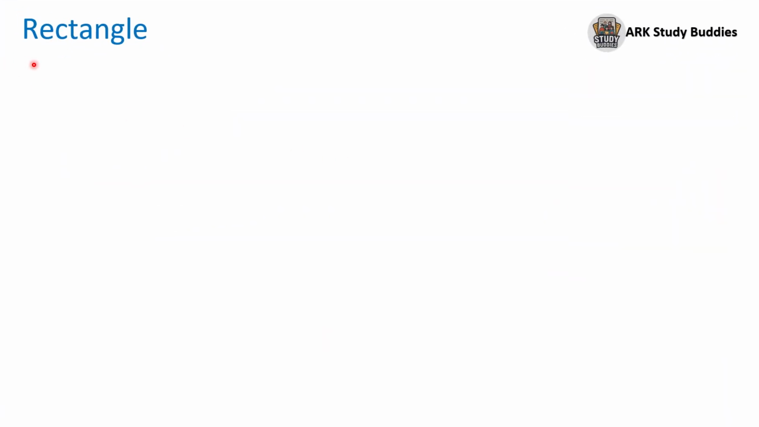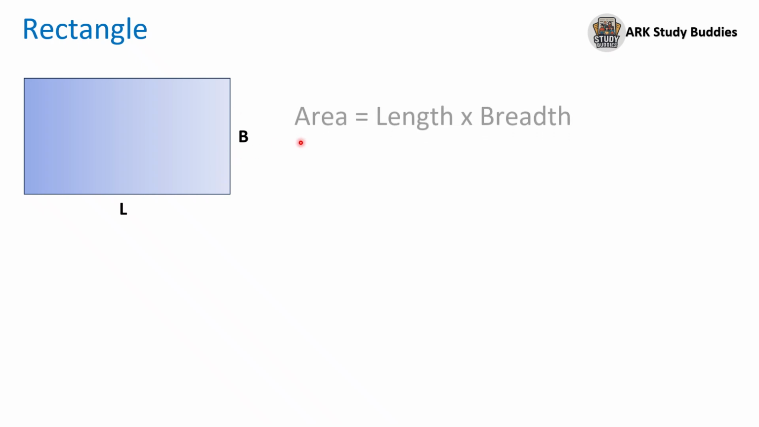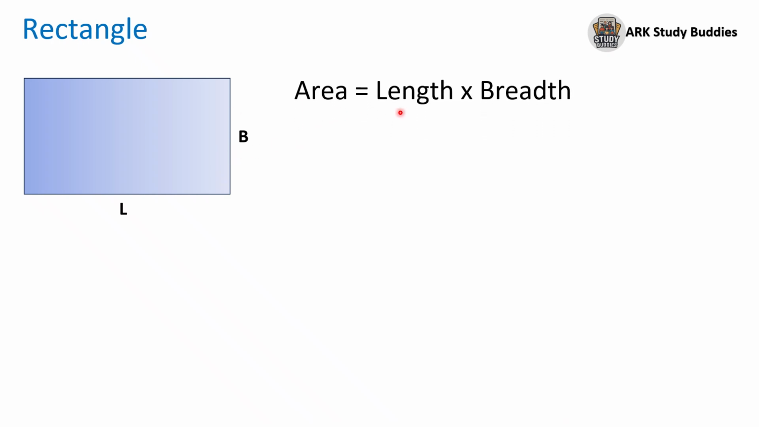Let's learn the area of a rectangle. When L is the length of a rectangle, B is the breadth of a rectangle, then area equal to length into breadth. It can be written as L into B. So, what is the unit of area? That is meter square, centimeter square or feet square.